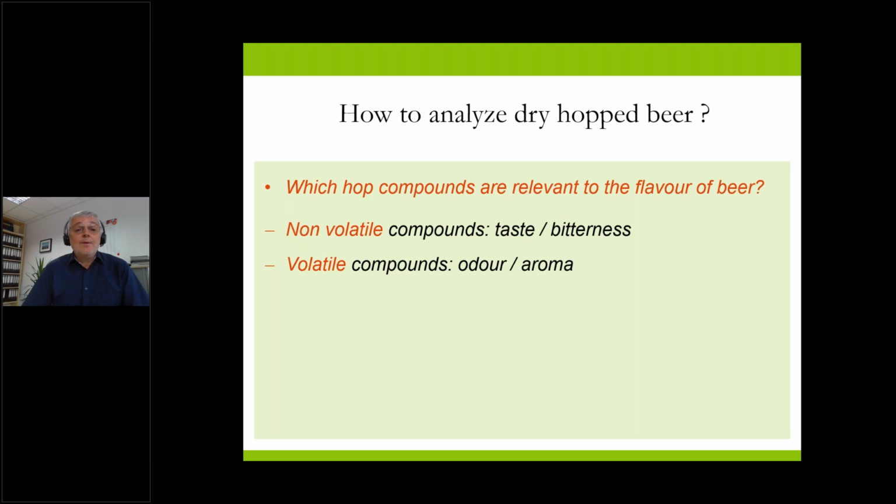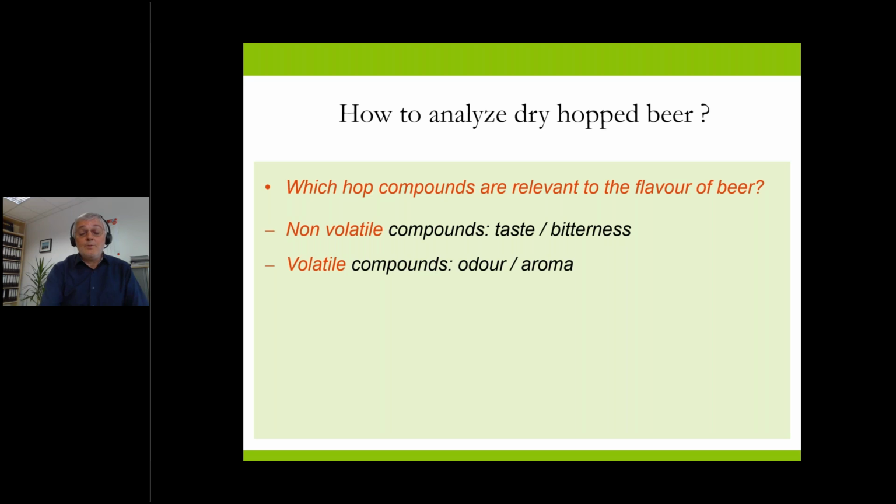The first question is which hop compounds are relevant to the flavor of beer? So which ones do we have to analyze actually? And we all know that there are 2 categories: non-volatile compounds, they are more responsible for taste, especially bitterness, and the volatile compounds, they are more responsible for the odor or the aroma of the beer.